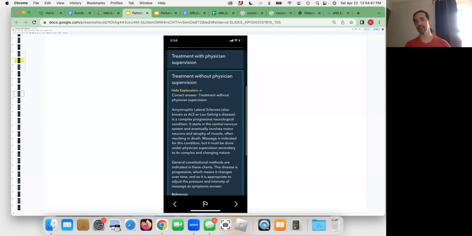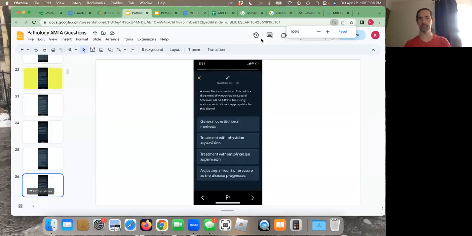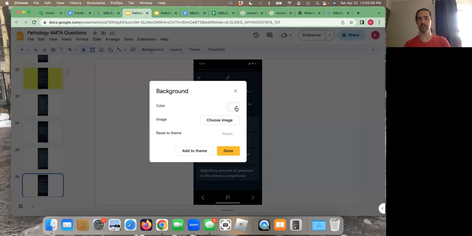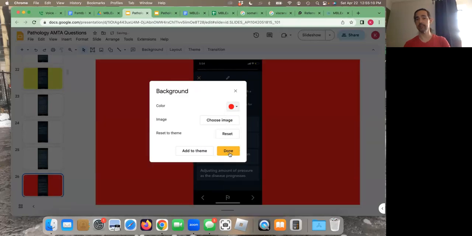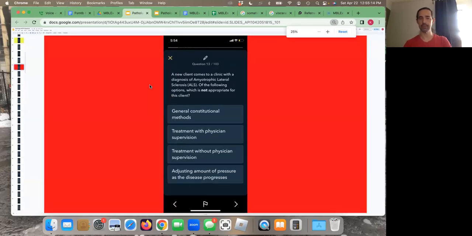Massage is indicated for this condition, but it must be done under physician supervision, secondary to its complex and changing nature. General constitutional methods are indicated for these clients. This disease is progressive, which means it changes over time, and so it is appropriate to adjust the pressure and intensity of the massage as symptoms worsen. I'm just going to put that one in red because I think most of us were lost on that. And even though I knew the pathology, I didn't read the question correctly.